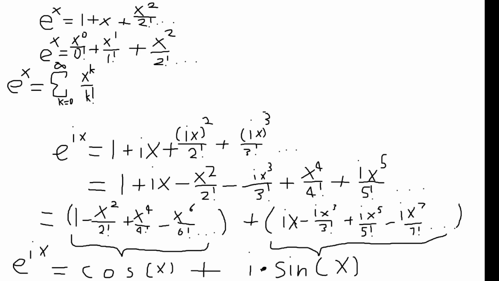The first parentheses series is cosine of x, and the second one is i times sine of x, because if you factor out everything for i, you get i. If you factor everything out, you can put i in front of the parentheses, and you just get x minus x cubed over 3 factorial plus x to the power of 5 over 5 factorial, which is sine x, which is i times sine x. So e to the power of ix equals cosine x plus i times sine x.